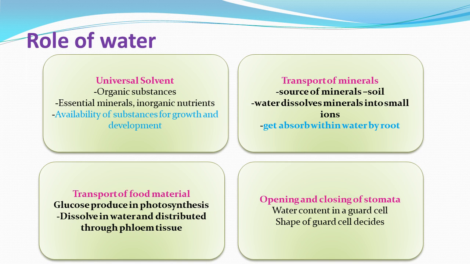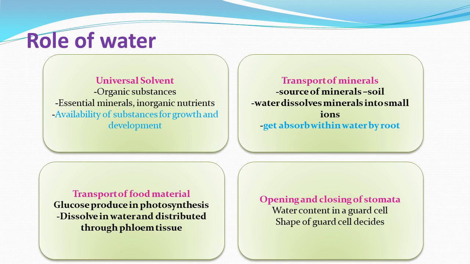Now, when we are talking about the role of water within life, we must start with water as a universal solvent. Almost all the organic substances, the essential minerals and inorganic nutrients get dissolved within the water. This process of dissolution of all these substances is important for the growth and development of the plant body. We know that plants take all the nutrients via roots, and via roots they absorb the water. So within this absorption of water, there is absorption of minerals and nutrients from the soil, which is important for the plant cells.